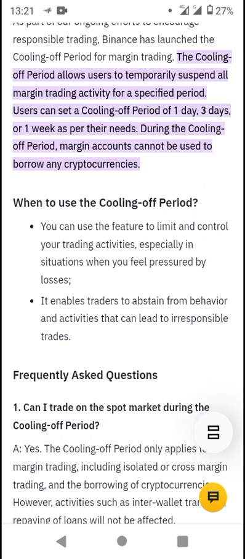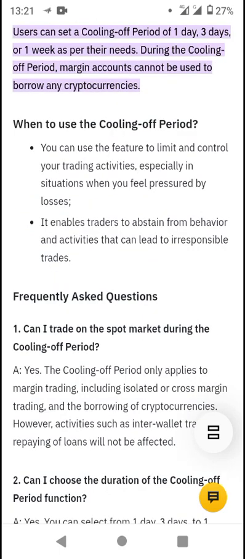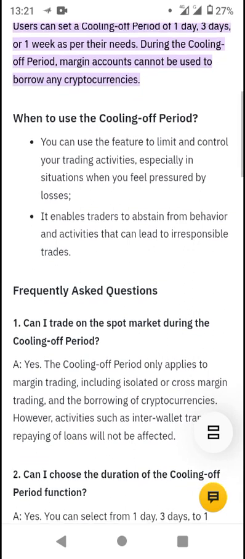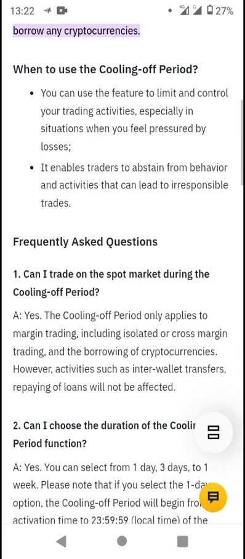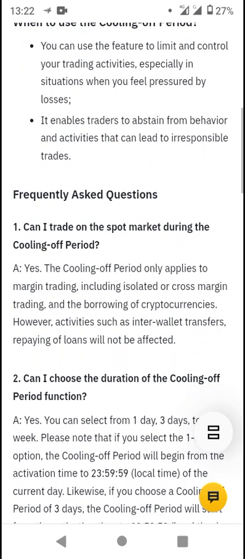When to use the cooling off period? You can use the feature to limit and control your trading activities, especially in situations when you feel pressured by losses. It enables traders to abstain from behavior and activities that can lead to irresponsible trading.